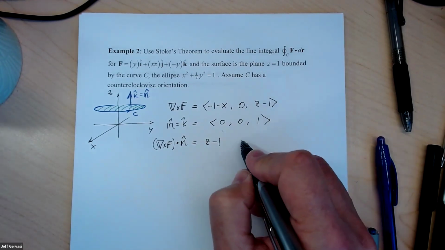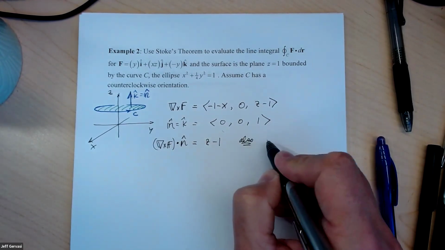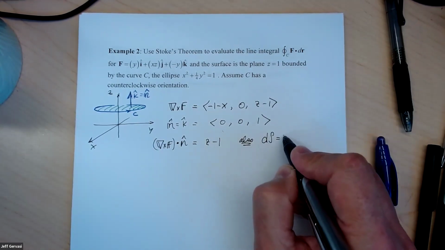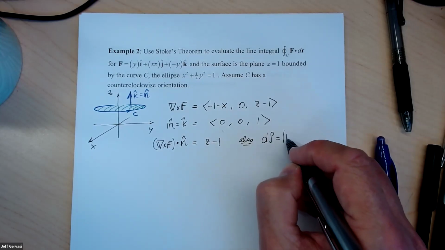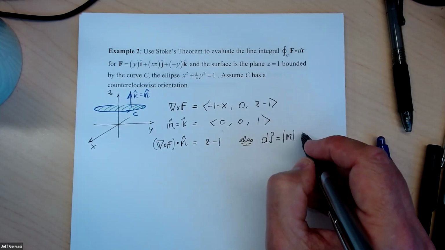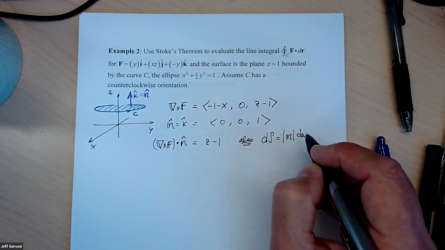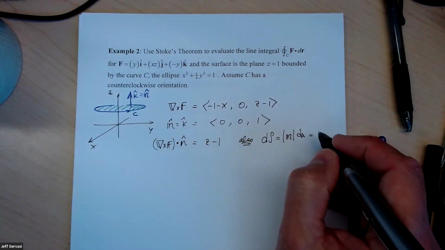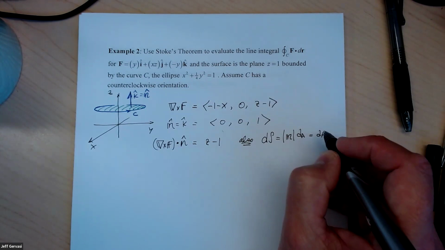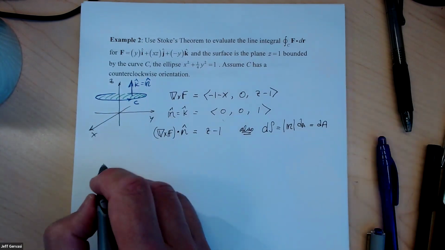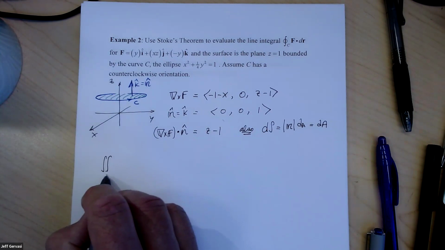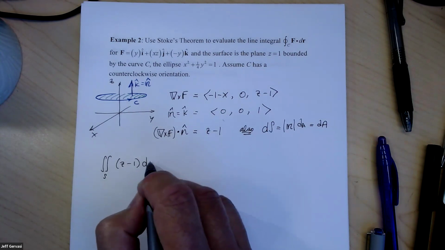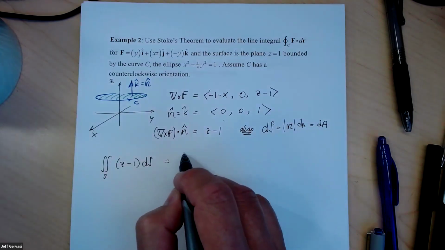And we'll make a note. We'll say also, the differential element of surface area, dS, is equal to the magnitude of n times dA. And we can use our normal vector for that as well. And the magnitude of that is just 1. So our surface integral then is going to look like this.